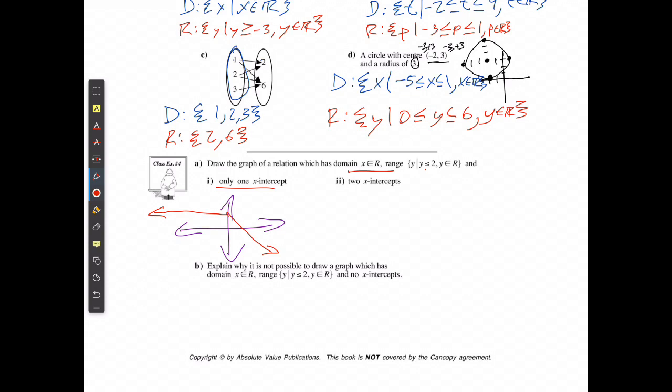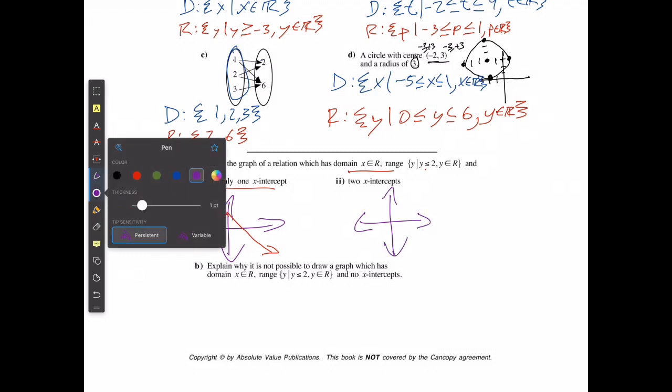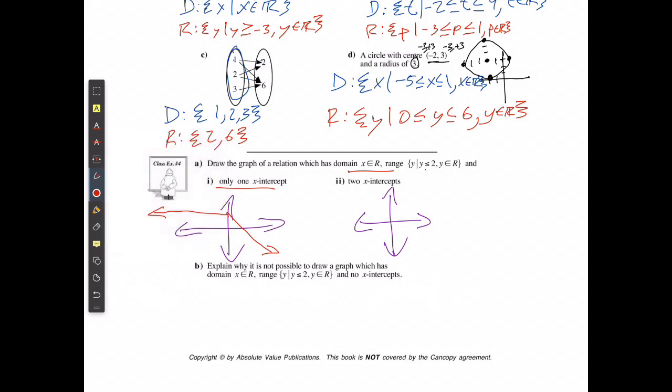If I want one that has two x-intercepts, that one's a little simpler. It means that it keeps moving to the left, moving to the right, and moving down from a starting point where the highest point is going to be 2. So I can stretch it down like that and stretch it down like that.